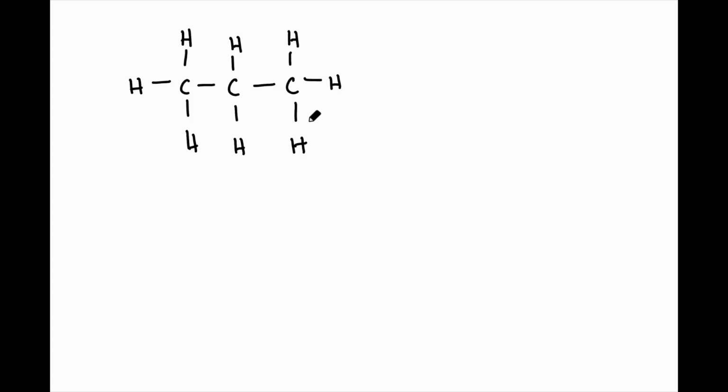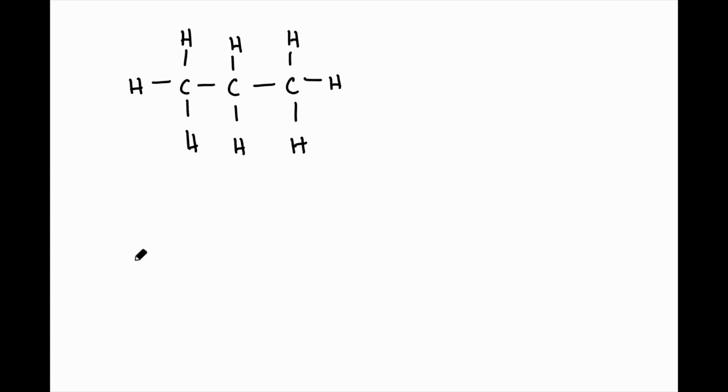And today I'm going to be going over how to draw bond line drawings. So bond line drawings are going to be one of the first things you'll learn in Ochem. So let's just go ahead and jump right into an example. Let's say we have C3H8. So how can we show this Lewis structure as a bond line drawing?